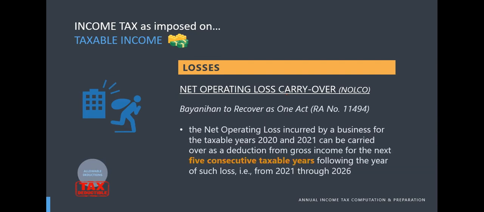Next. Under the Bayanihan to Recover as One Act, RA number 11494, the net operating loss incurred by a business for the taxable years 2020 and 2021 can be carried over as a deduction from gross income for the next 5 consecutive taxable years following the year of such loss. So from 2021 through 2026. That is the benefit given to companies or taxpayers due to the effect of COVID-19.